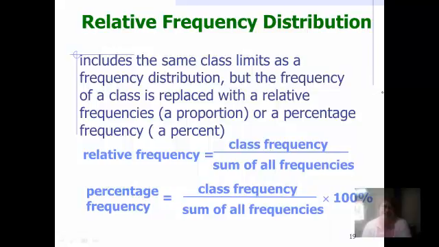Now, sometimes we want to do relative frequency rather than the number. And when we do the relative frequency, we simply take the frequency divided by the sum of all frequencies. This is going to be a decimal number. And then a percentage frequency is just a relative frequency times 100. So in other words, we took our decimal times 100 to get a percent.